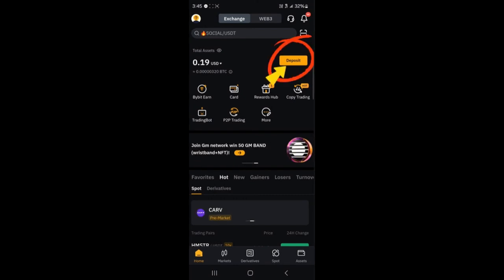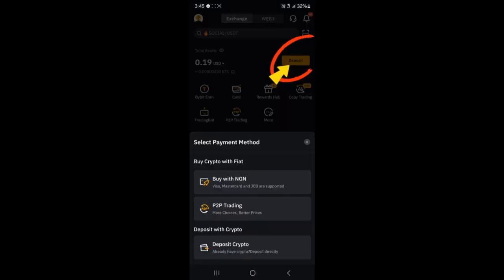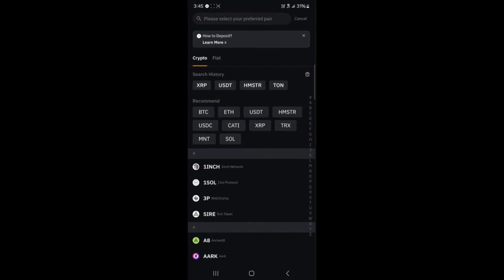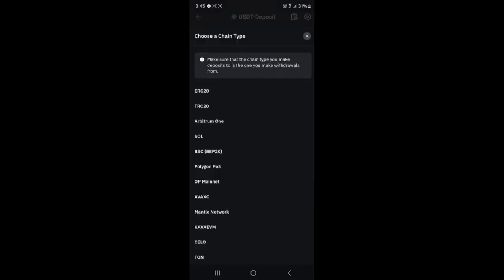Second is deposit USDT. If you haven't already deposited USDT, tap the deposit icon, select USDT, and choose the network. Confirm the deposit once done. Third is to check XRP balance. Go to the Assets menu and ensure you have XRP available in your funding or unified trading account.